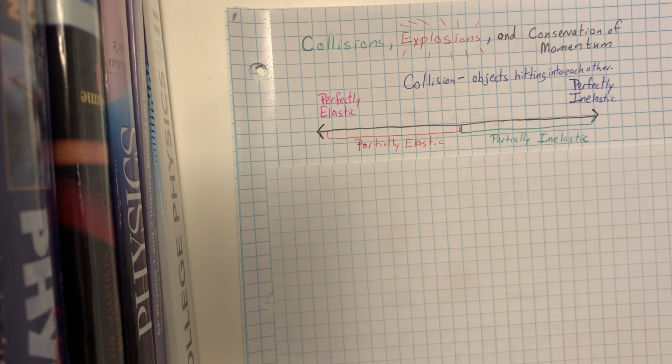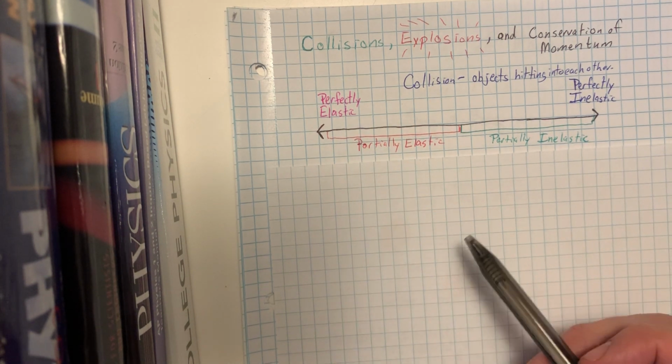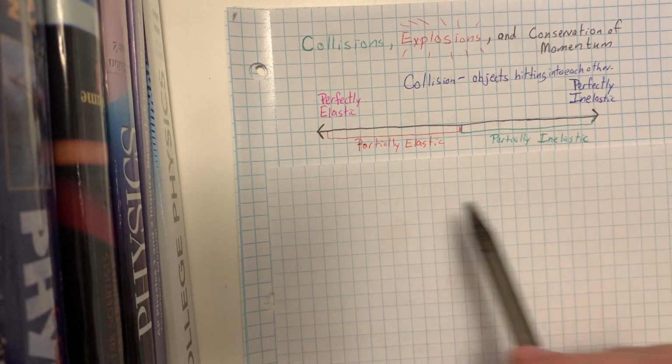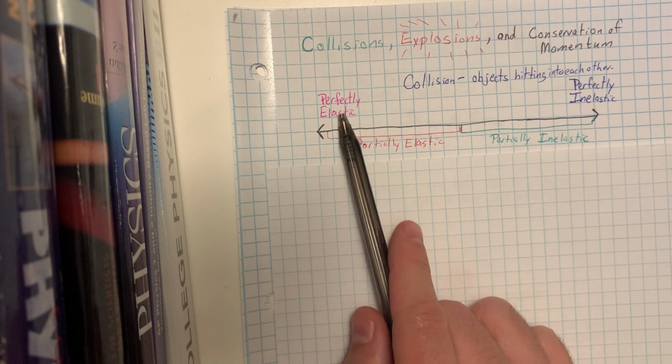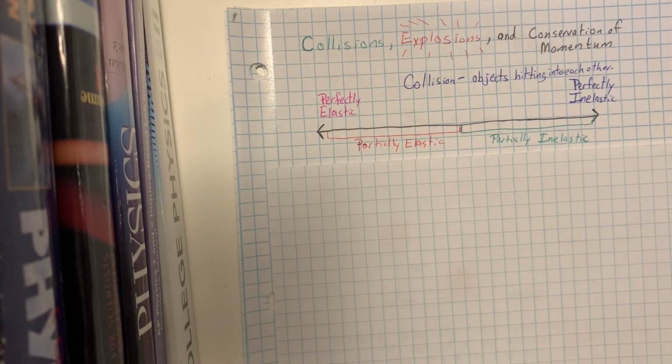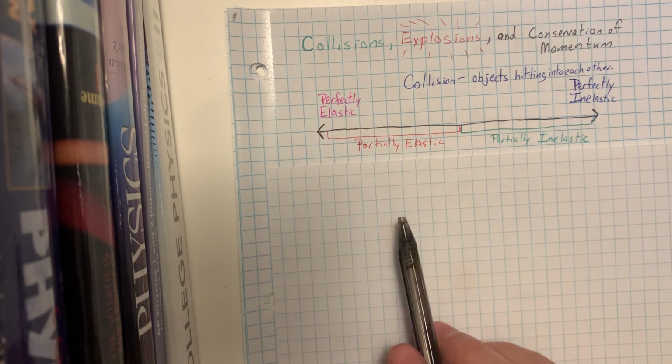So in real life, perfectly elastic doesn't exist. Most things that we would consider perfectly elastic are going to be almost perfectly elastic. And the same thing with perfectly inelastic. They're going to be almost perfectly inelastic, but not quite, because we're just not going to have the energy transferring exactly the way we want it to.